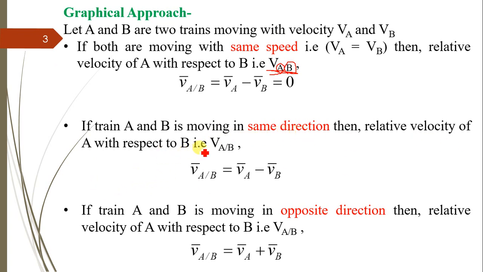The second thing, if train A and B are moving in the same direction, then the relative velocity of A with respect to B, V A/B, is equal to VA bar minus VB bar. That is, if train A and B are moving with different speed but in the same direction, then the relative velocity of A to B is determined as velocity vector of A minus velocity vector of B. Then the third point, if train A and B are moving in the opposite direction, then the relative velocity of A with respect to B, that is A to B, is determined as velocity vector of A plus velocity vector of B.